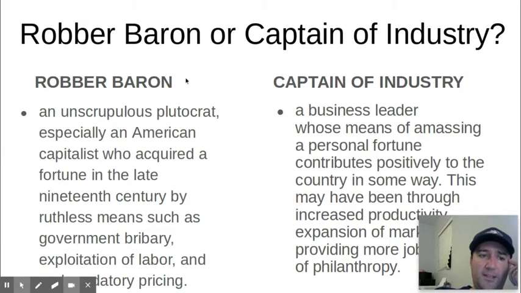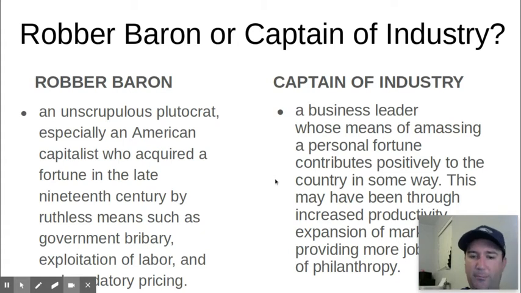So one thing is robber barons. A robber baron is somebody who is viewed as a plutocrat, a very unethical American capitalist who uses ruthless means to try to expand their wealth and greed and so forth.